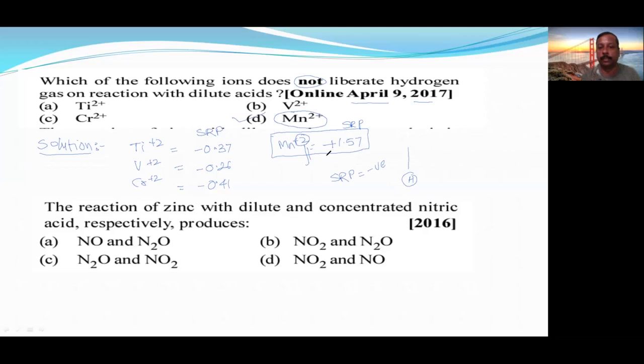Therefore, the answer to this question is D, Mn2+. What is the reason? Mn2+ has positive SRP. Any metal with positive SRP will be less reactive than the hydrogen.